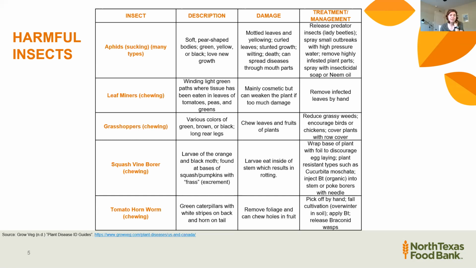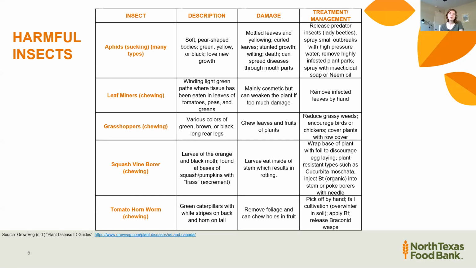Leaf miners are a chewing insect. They actually bore into the leaf tissue and will eat a path inside the leaf, and it's really noticeable. That's mainly cosmetic, but if you see damage from a leaf miner, go ahead and pull that leaf off of the plant. Grasshoppers, we're all really familiar with grasshoppers. Keep those grassy weeds down. That's going to be one of the best things you can do to keep grasshoppers off of your plants.